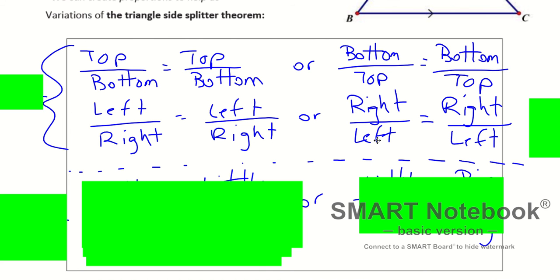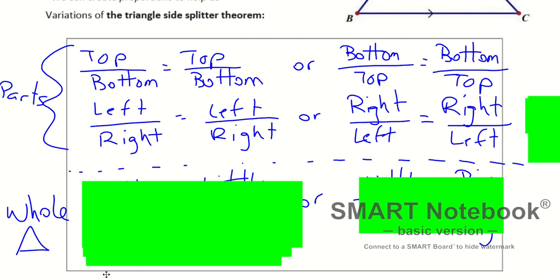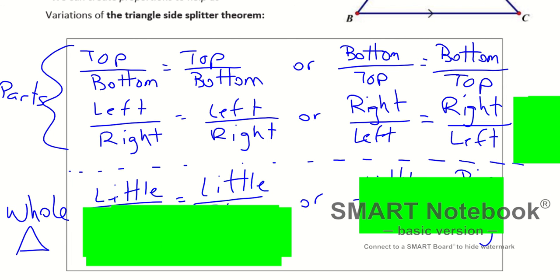We can do right over left, right over left. All right, so these all focus on parts, the little pieces that are created by that side splitter. Next, we're going to talk about working with the actual whole triangles. So when we're working with the whole triangles, we need to think about little triangle over big triangle.